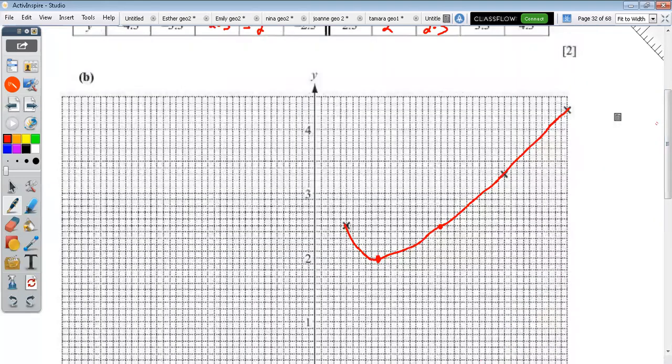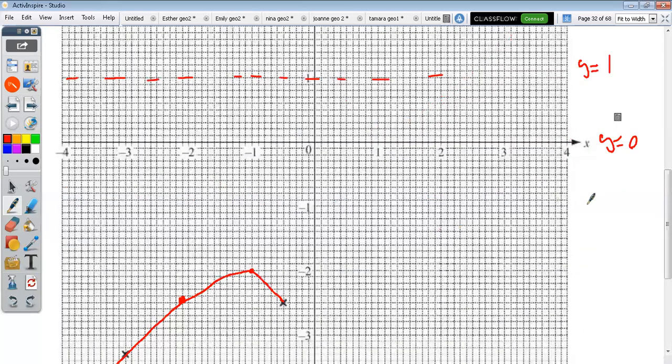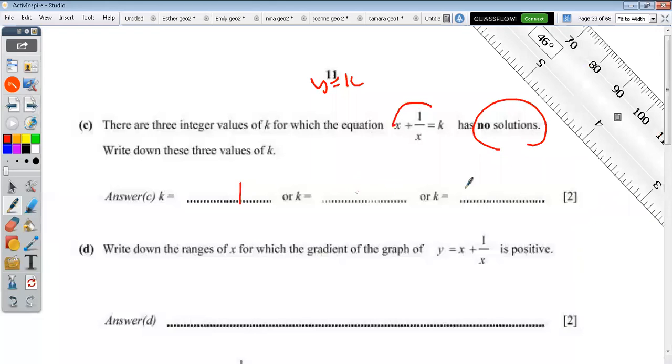So let's analyze. If I draw a line like this here, it never touches y is equal to 1. It never touches either of the two graphs. y is equal to 0, which is your x-axis, never touches. y is equal to -1. If I draw all the way, I will have 0 solutions. Can you see that? So it means it's 1, 0, -1. Are we together?